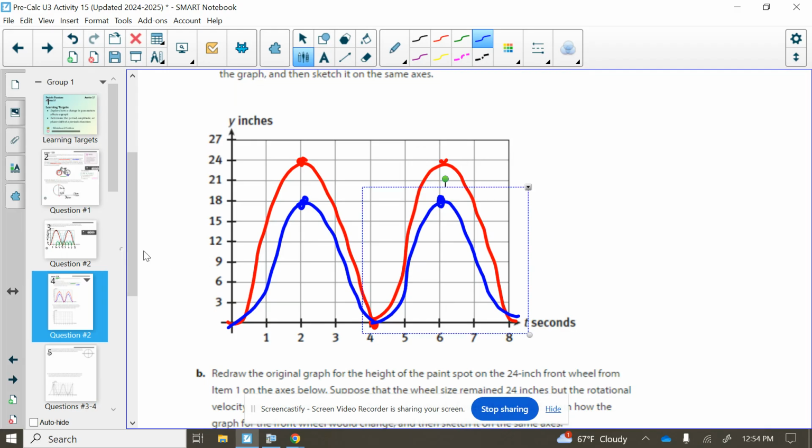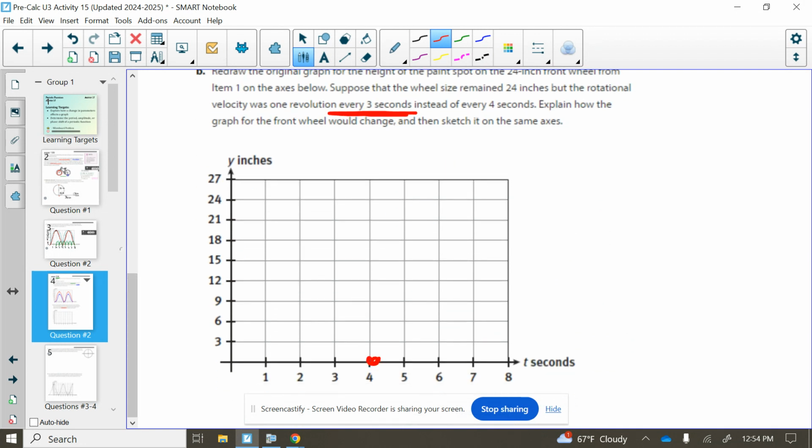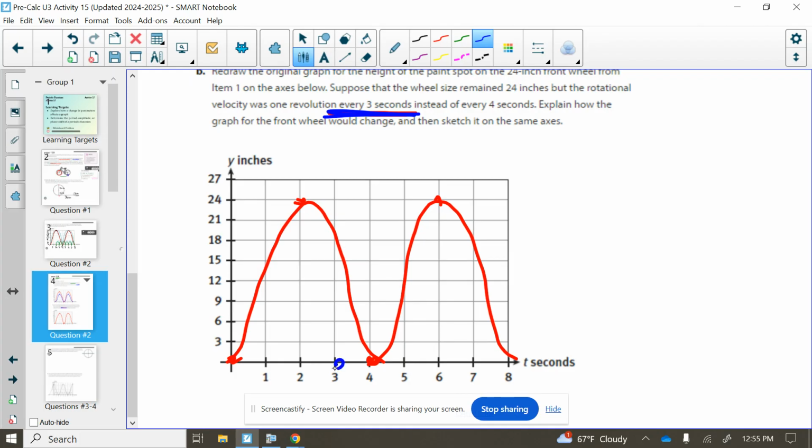On the next one, in part B, it says we're taking that 24-inch wheel, but instead of making a revolution every 4 seconds, what happens if we change it to every 3 seconds? We had this original graph that looked something like this, repeating every 4 seconds. If we change this to every 3 seconds instead, we're going to hit that peak a little bit quicker, every 1.5 seconds.